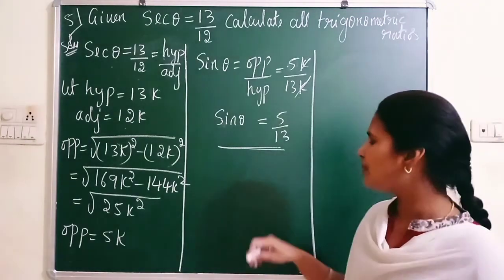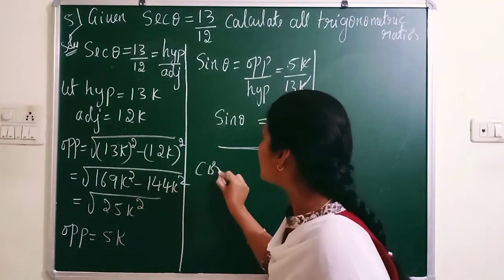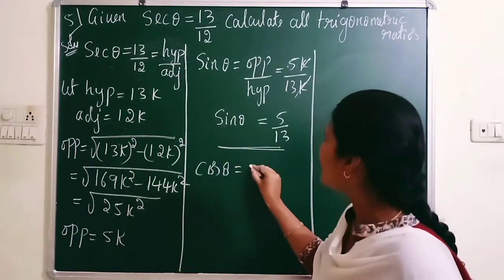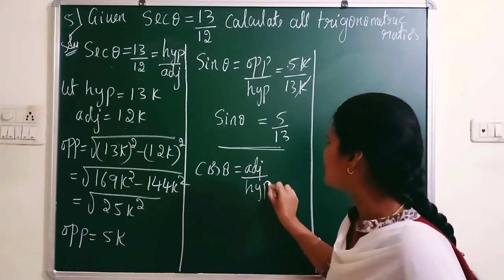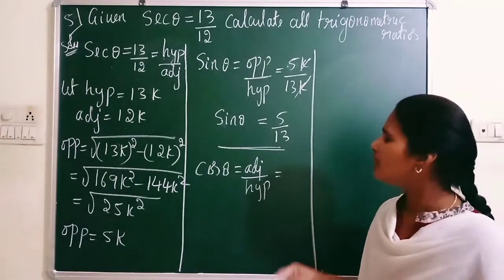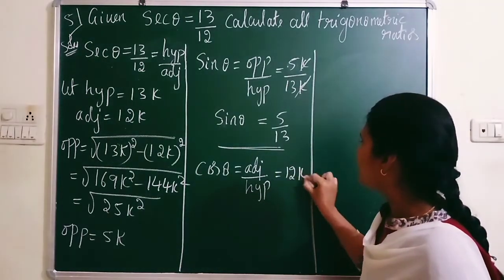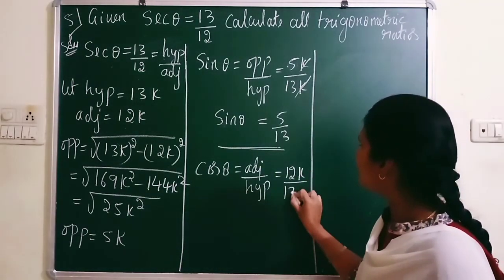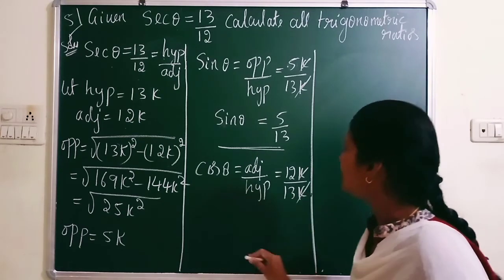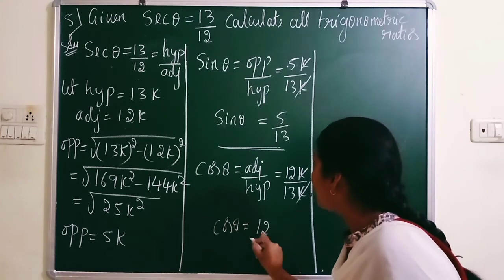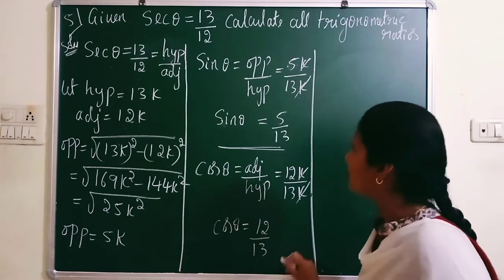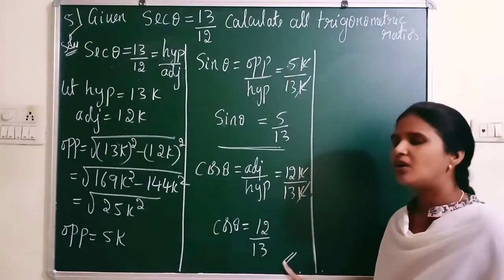The next trigonometric ratio is cos theta. As you know, cos theta is adjacent by hypotenuse. What is adjacent here? 12k, by hypotenuse 13k. Again cancel k here. So we got cos theta equals 12 divided by 13. So I found sine and I found cos.